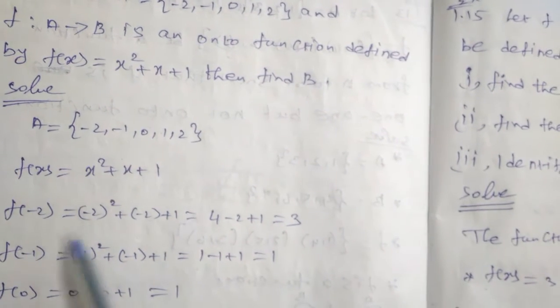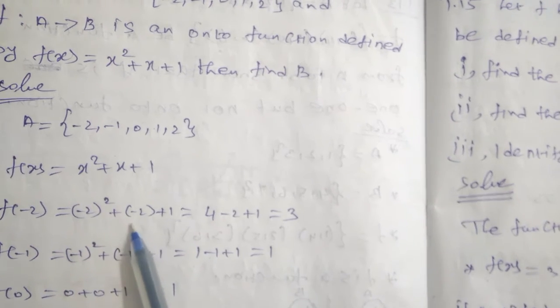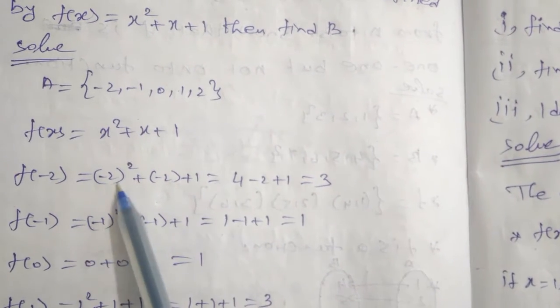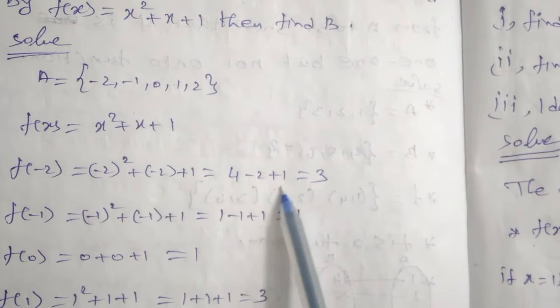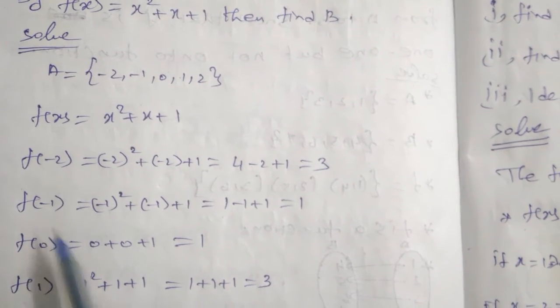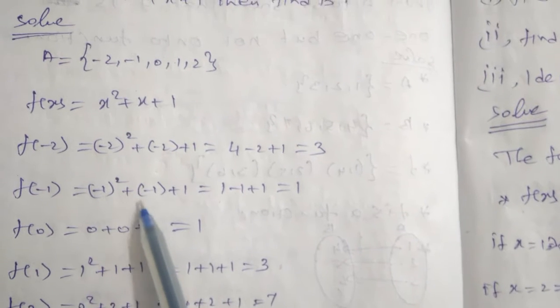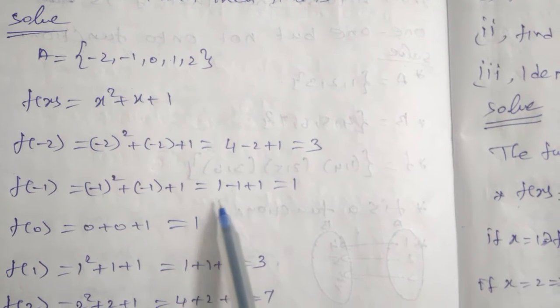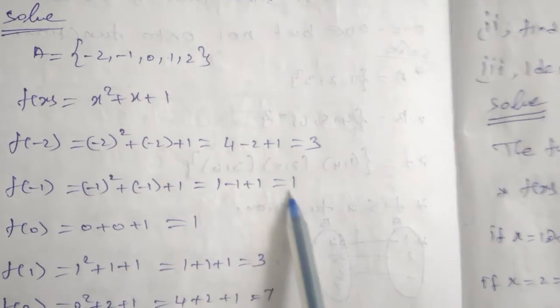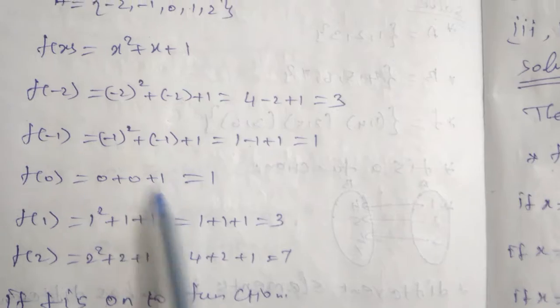f(-2) is equal to (-2) squared plus (-2) plus 1, which is 4 minus 2 plus 1 is equal to 3. f(-1) is equal to (-1) squared plus (-1) plus 1 is equal to 1. (-1) squared is 1, then 1 minus 1 plus 1 is equal to 1.